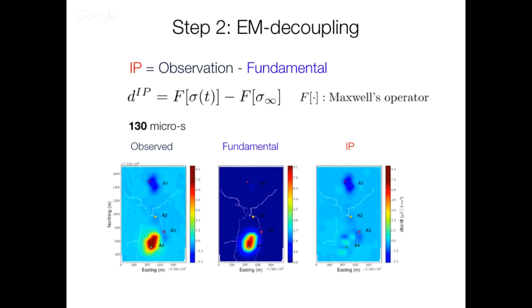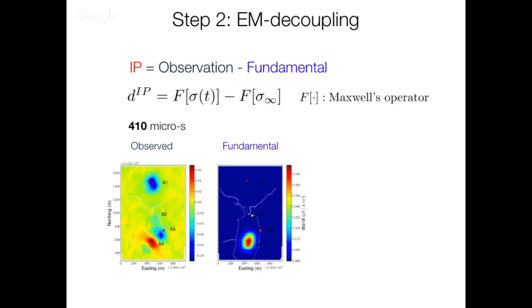Again, the quality of the image is not very good, but there's 4 places. There's a region up here, A1, that's got a strong IP signal, A2, A3, and there's really not much here for it. So there's a couple of spots in here that show chargeability.